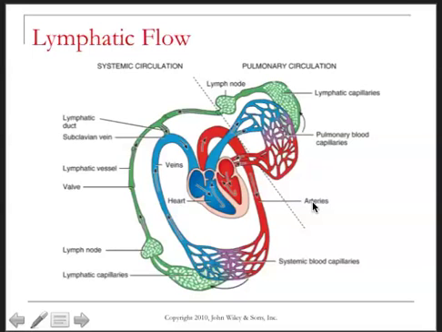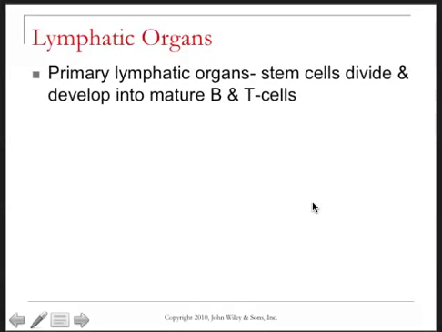Okay? So let's talk a little bit about these lymphatic organs. The primary lymphatic organs contain stem cells. Remember that a stem cell is a cell that has a multitude of fates open to it. They divide and develop into mature B and T cells. They do this through the process of differentiation.